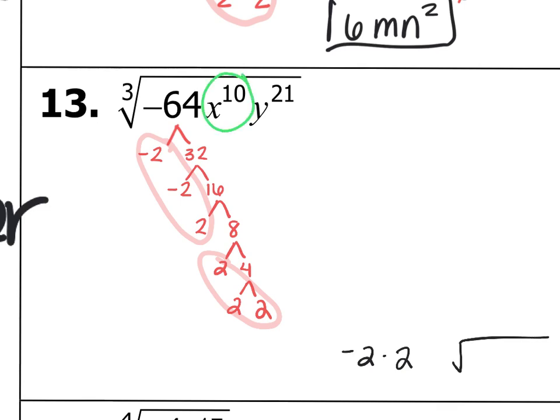For inside, I'll have 10 divided by 3, which is 3 remainder 1. So I'll have x cubed on the outside, x to the first on the inside.